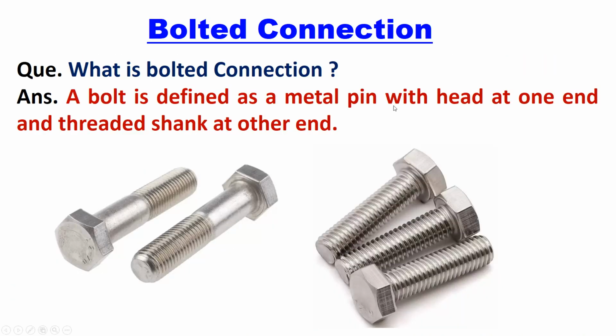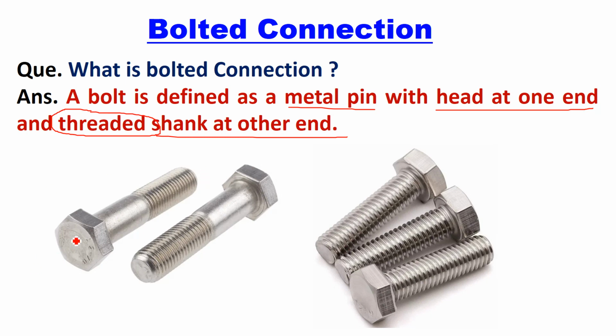So what is a bolted connection? A bolt is defined as a metal pin which has a head at one end and a shank at the other end. That shank may be plain or threaded. Right? If it is threaded, then it is called a bolt. So a bolt is defined as a metal pin with a head at one end and a threaded shank at the other end.